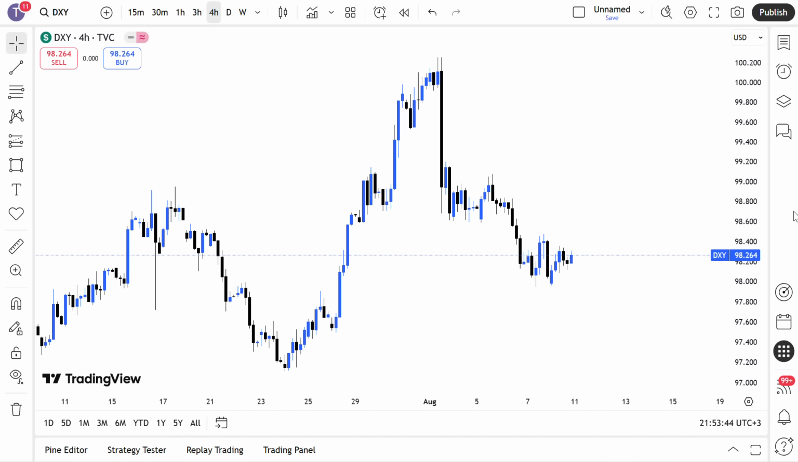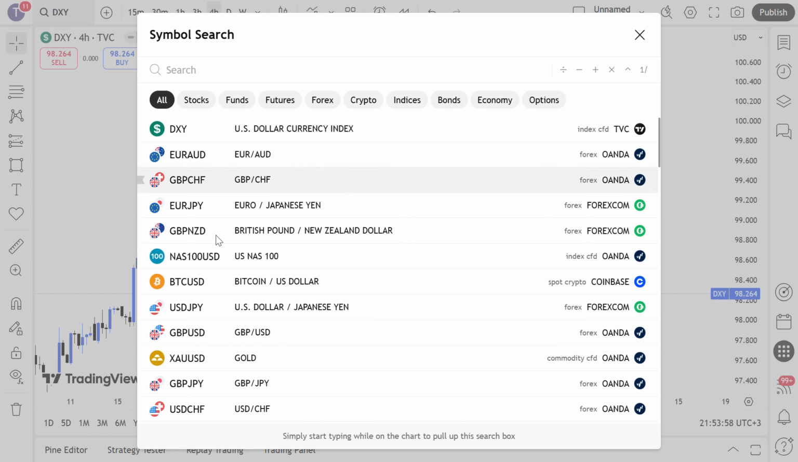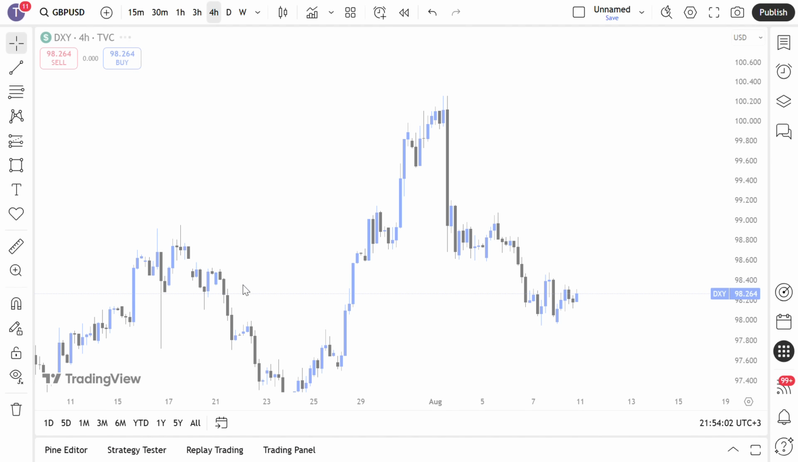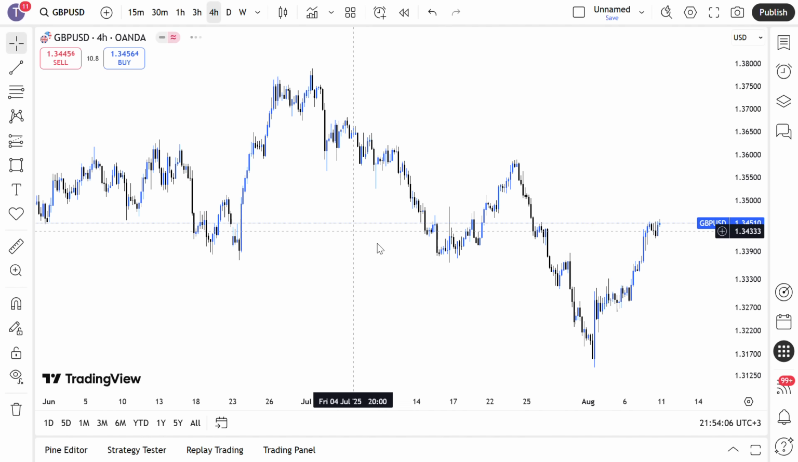So today I have GBPUSD, and I want us to talk about it, and then I have a few other pairs that we will be talking about. So let's go straight to GBPUSD. We will start with GBPUSD.